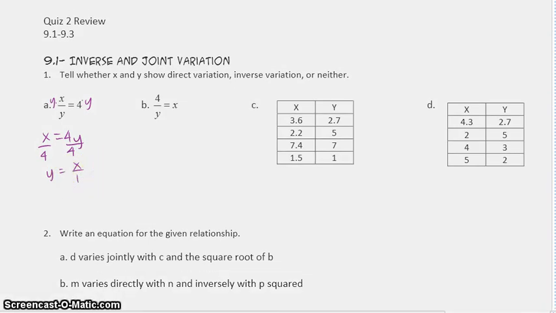Which can also be written as 1 over 4x. Since our 1/4 is being multiplied by x, this would be a direct variation.